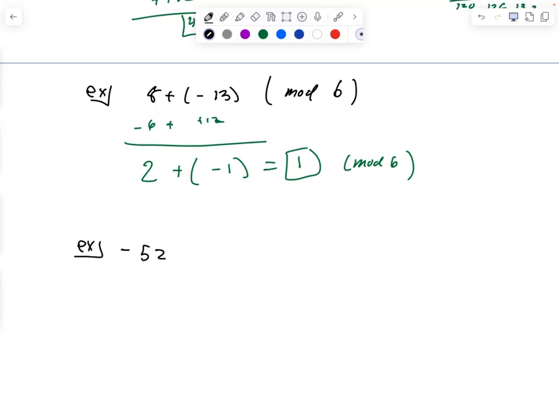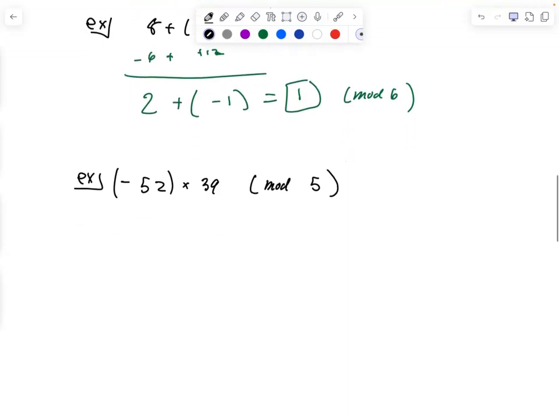Negative 52 times 39 mod 5. It's the same thing as having the parentheses around the negative right here, but if I put it in the front, it's the same thing. All right, so negative 52. What can I add? I can add 50. I could add 55. If you said 50 or 55, those are both good ones.